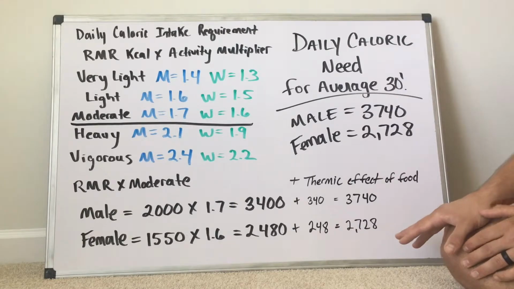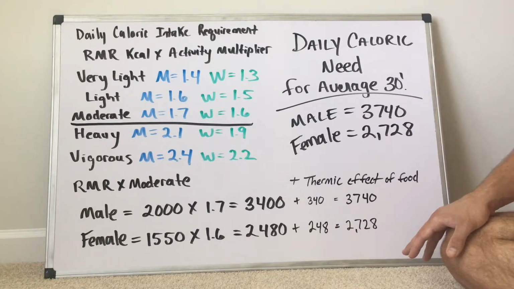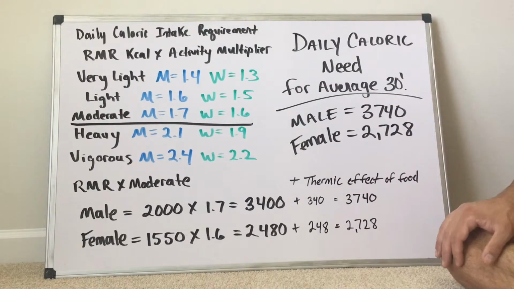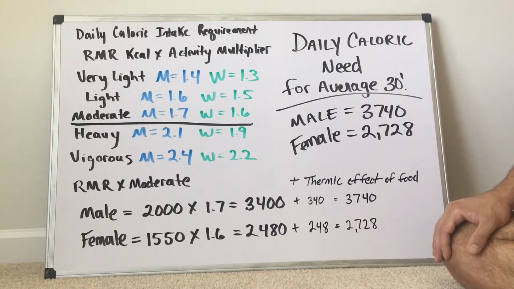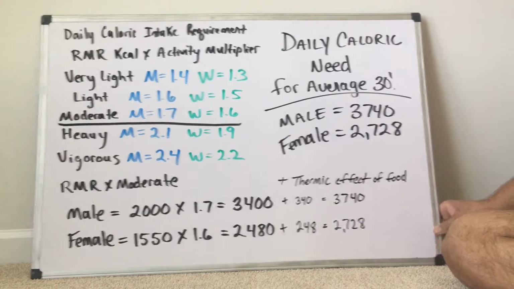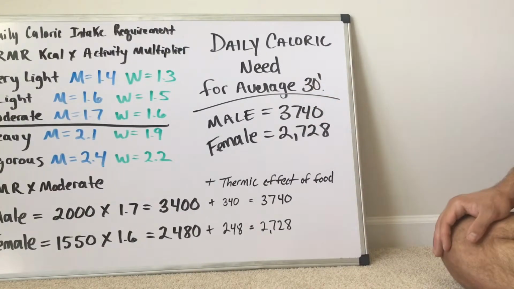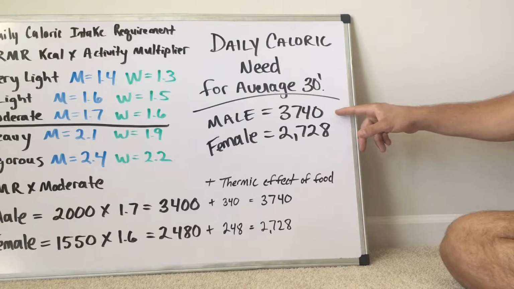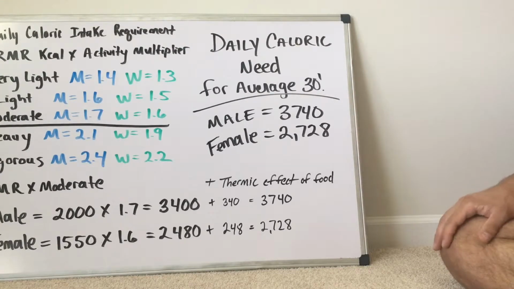For females, we have 1,550 times 1.6, so we did moderate again, and we got 2,480, and we added the 248 or 10% from the thermic effect of food, and we got 2,728. So the daily caloric need for average 30-year-olds, male 3,740, females 2,728, and this is based on a 5'9" and a 5'4", male and female, and a 200-pound and a 170-pound.